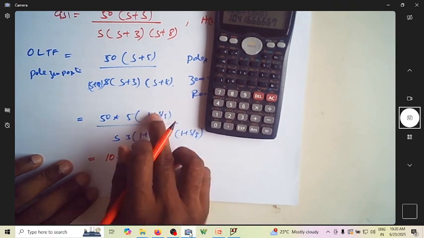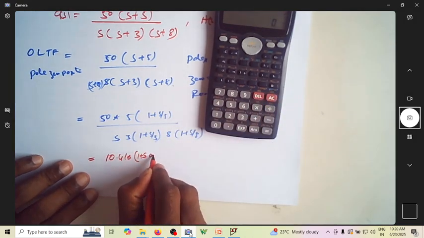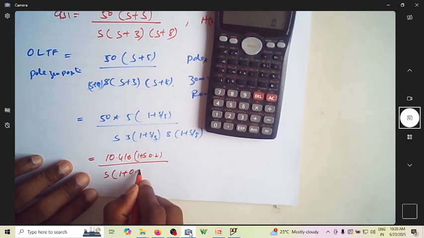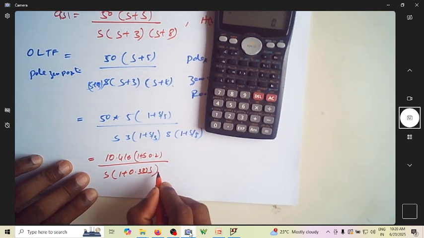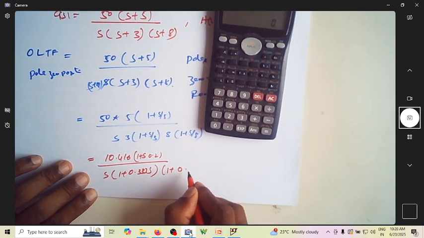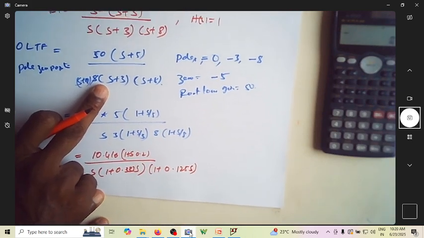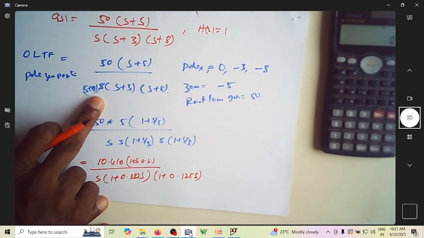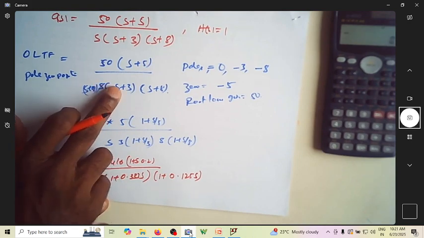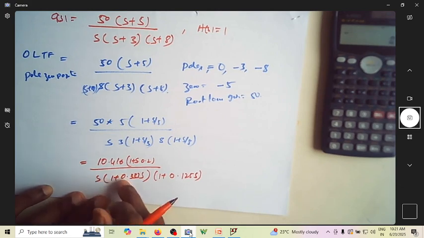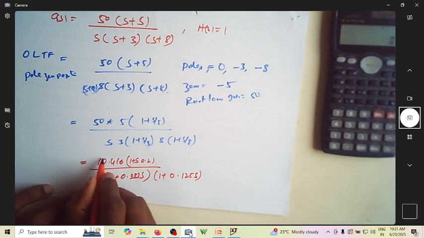1 plus, 1 over 5 is 0.2, so (1 plus 0.2s), divided by s into (1 plus 0.333s) and (1 plus 0.125s). See now, in the pole-zero representation the coefficient of s is 1 and you have some number. Here the coefficient of s is changed, and here it is 1 plus, 1 plus. So this is now system gain.